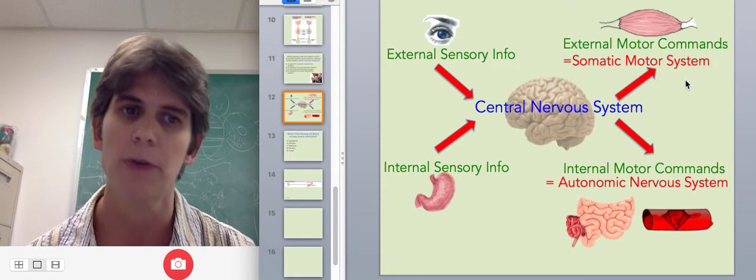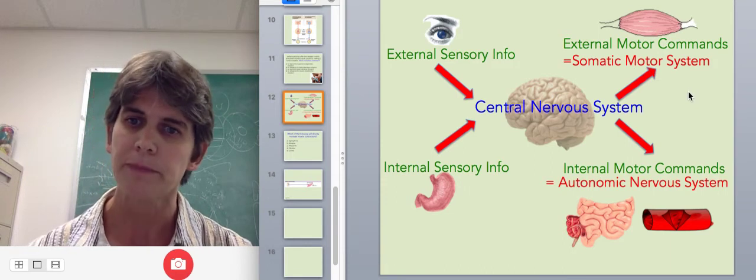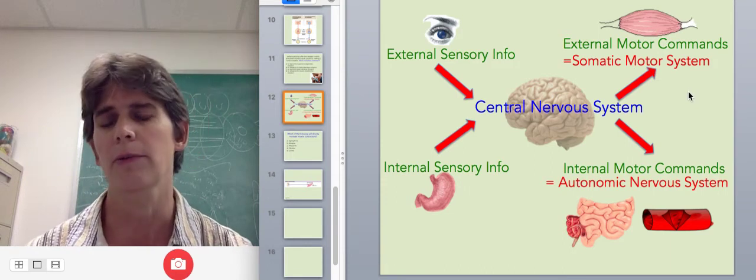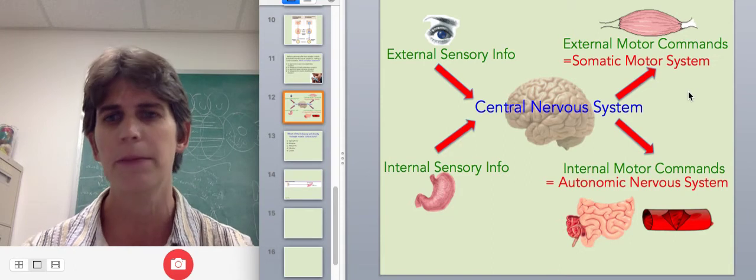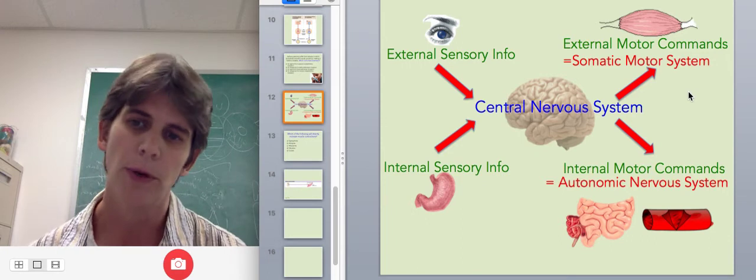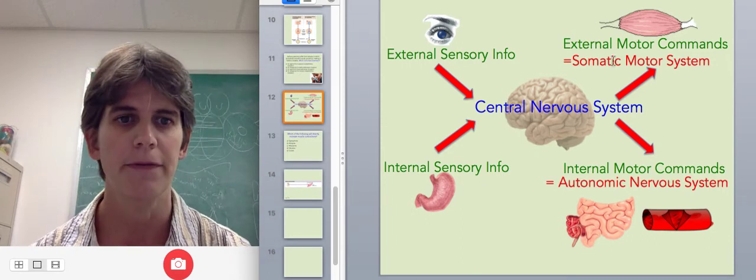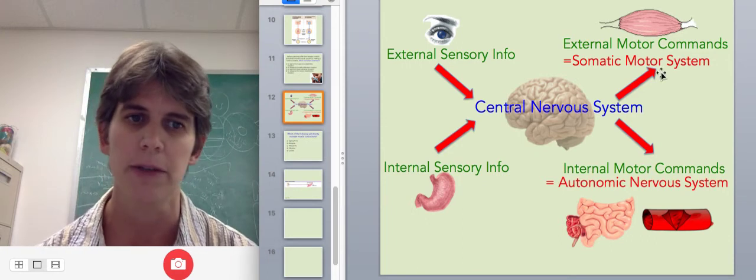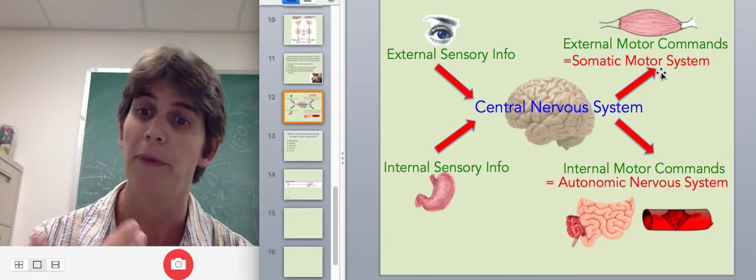Whereas in the somatic motor system, muscles don't contract on their own. So if there's no input to a muscle, it won't and can't contract. The only way that skeletal muscles contract is if they receive signals from the nervous system.